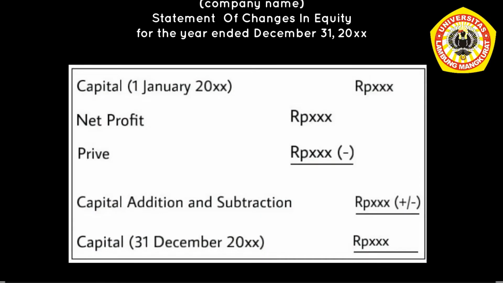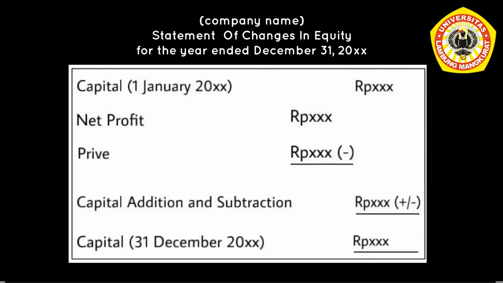First, there is initial capital, then net profit and drawings are deducted. Capital addition and subtraction is reduced or added to the initial capital, so that we will get the final capital.